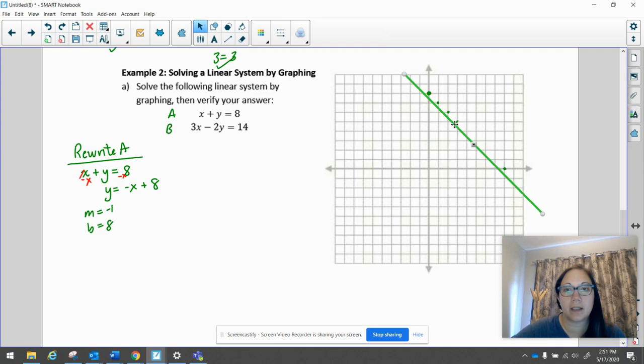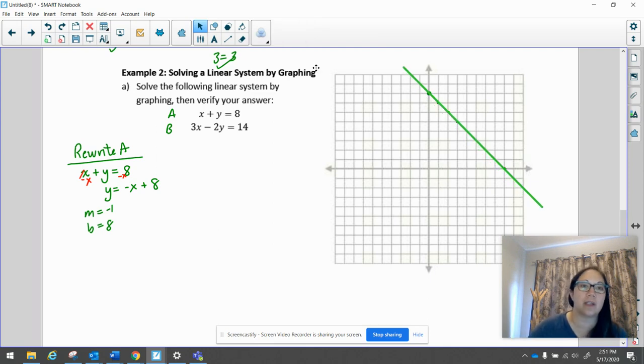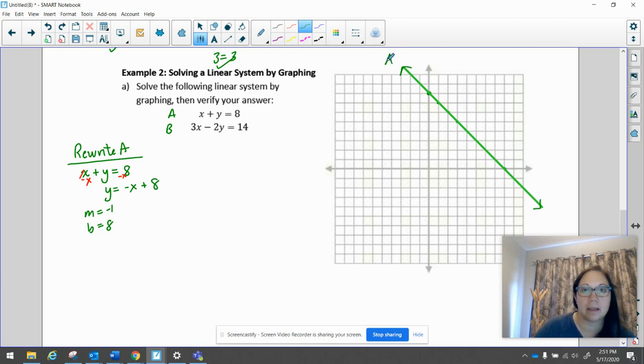And I'm going to put arrows on it because it goes on forever. So again, that's just using skills from chapter 6. So there's one of our lines, and that was line A. I'm going to switch to blue.